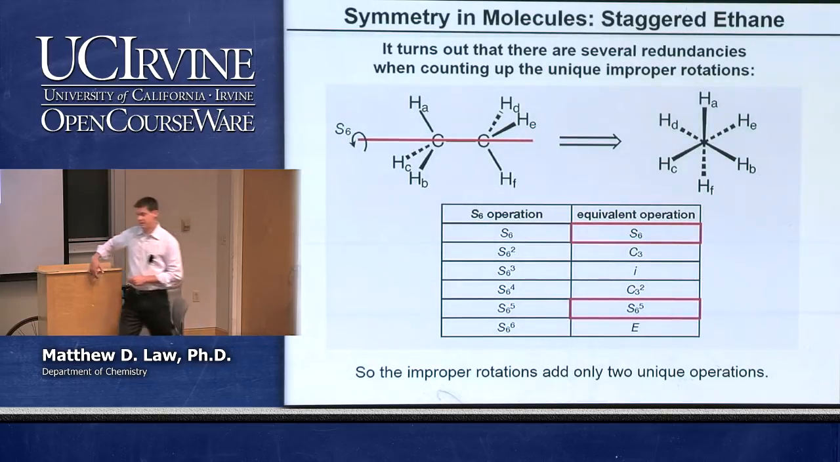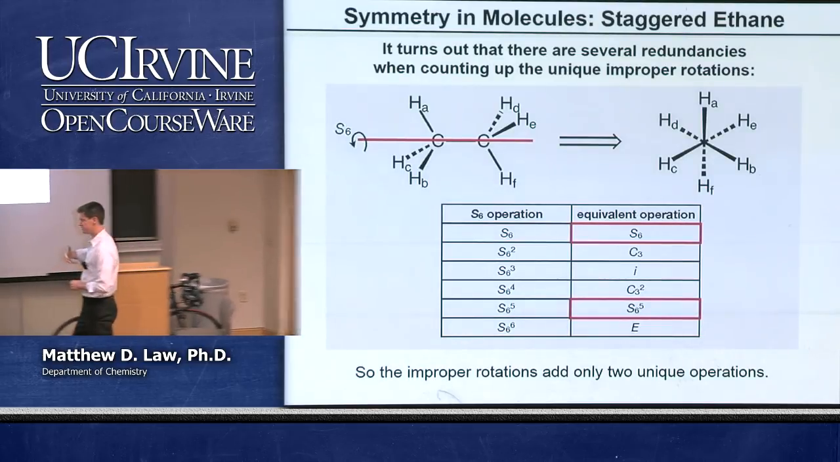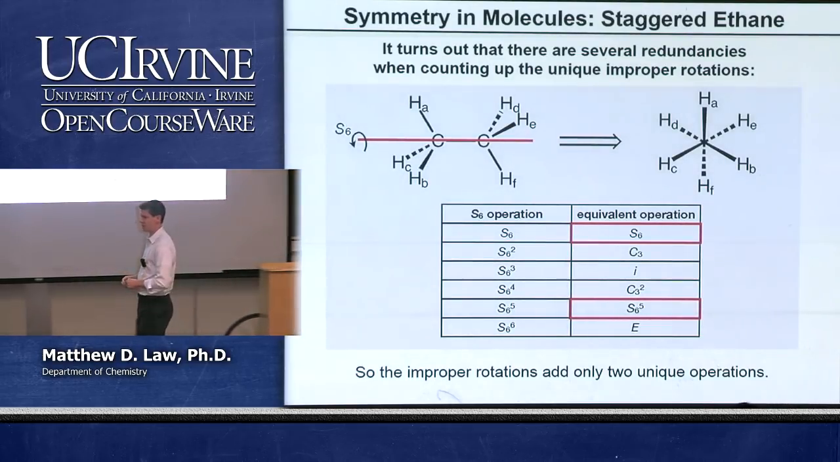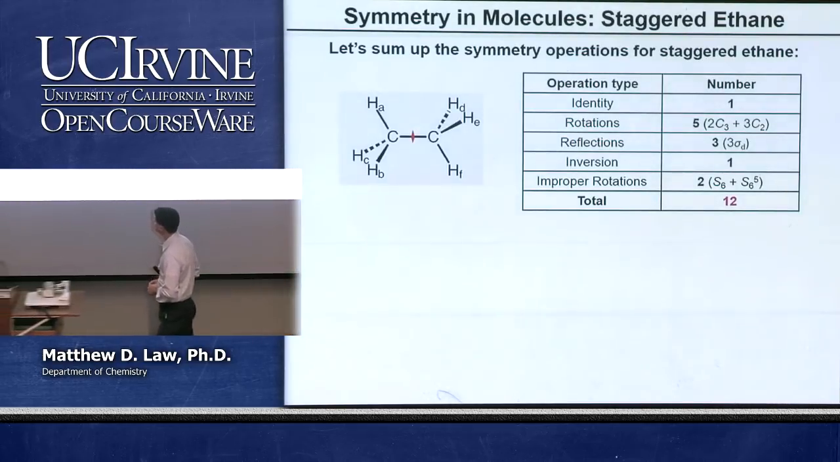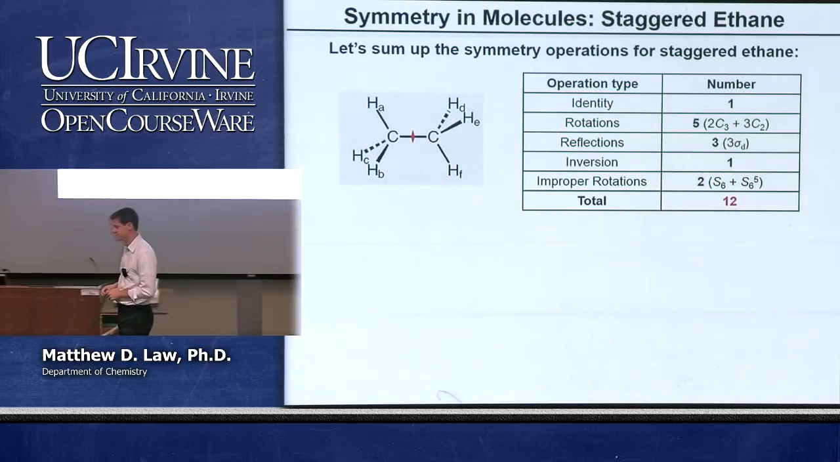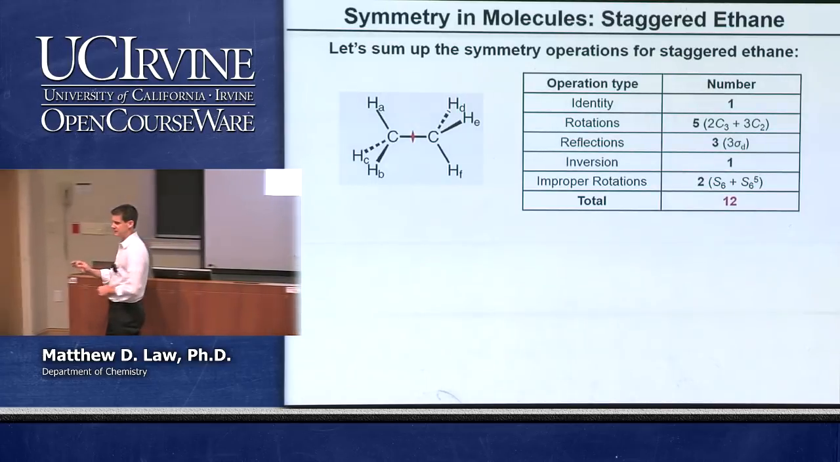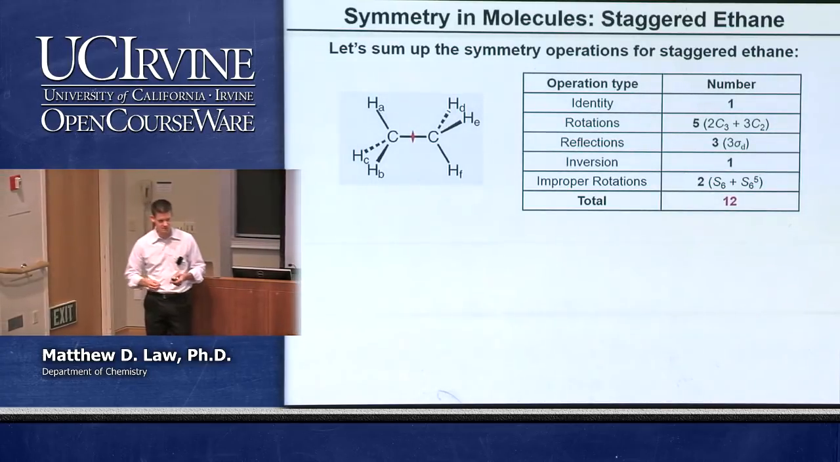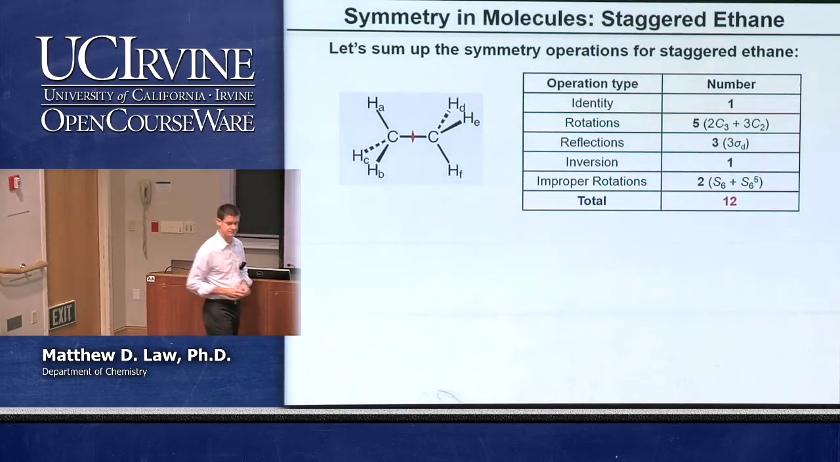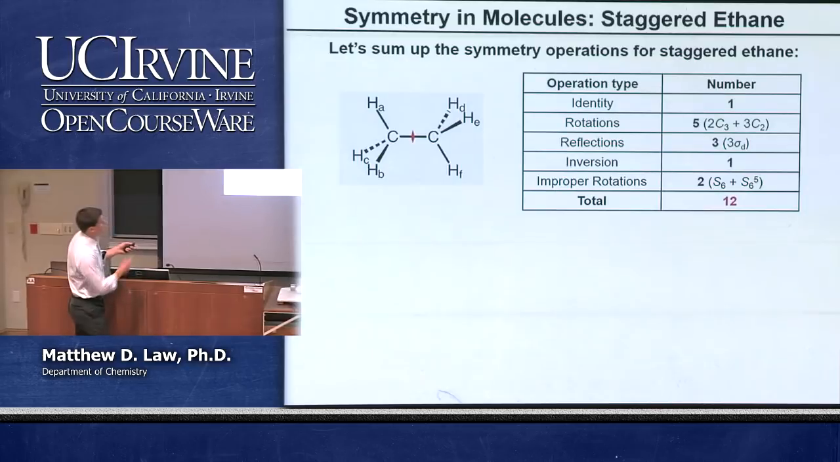And so now we've gone through all of the symmetry operations and we've tallied them all up. What are we left with here? This is our final table for staggered ethane. Keep in mind that staggered ethane is going to be different than eclipsed ethane or other conformations of ethane, right? Because you can imagine if you rotate along that carbon-carbon bond, you're going to change the symmetry of the molecule. Right? Well, here's our tally.